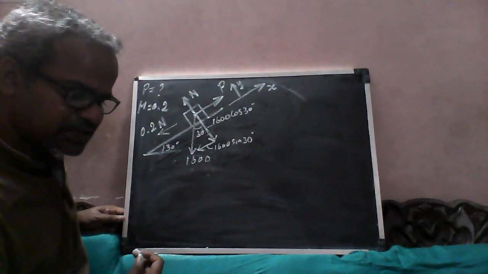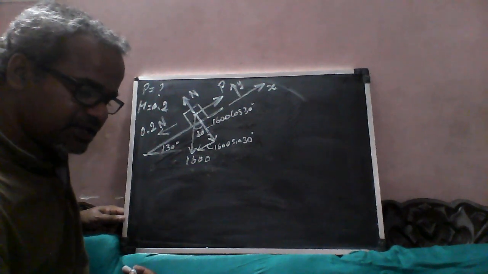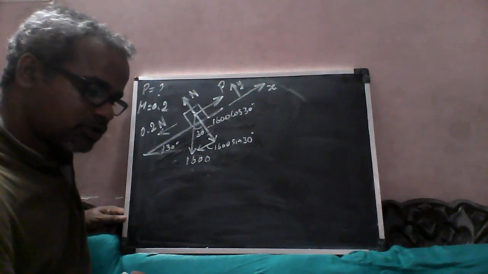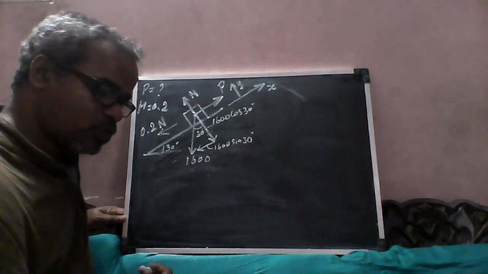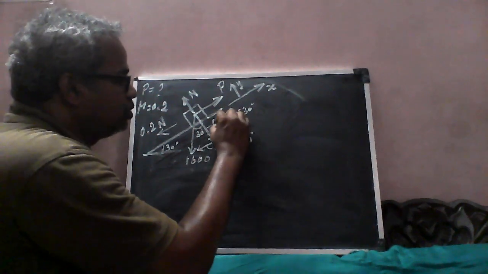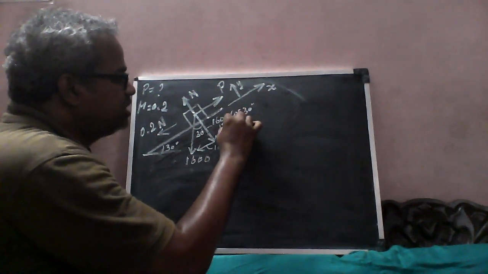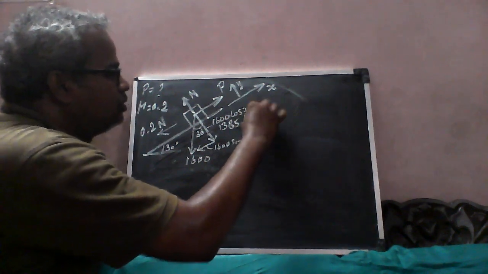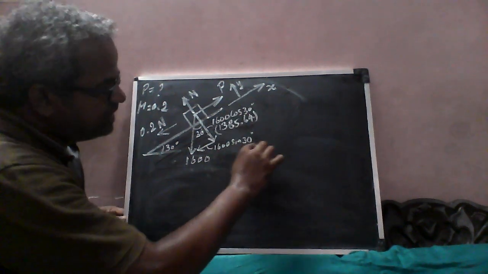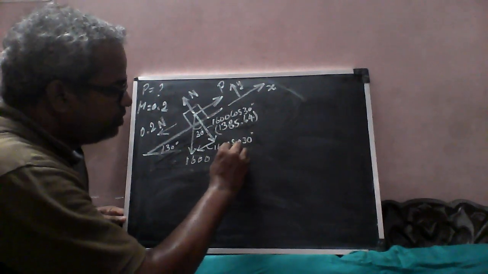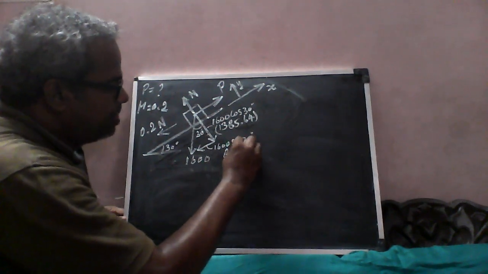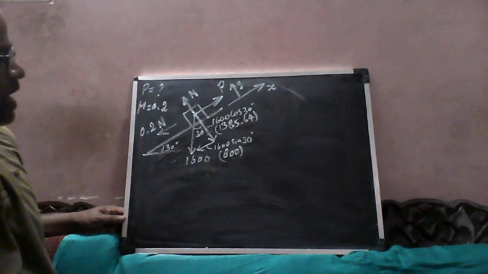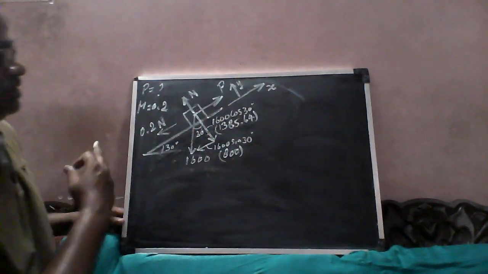So what is 1600 cos 30-degree? 1600 cos 30-degree is 1385.64. This 1600 sin 30 is 0.5, so it will be 800. So now I have all the forces here.